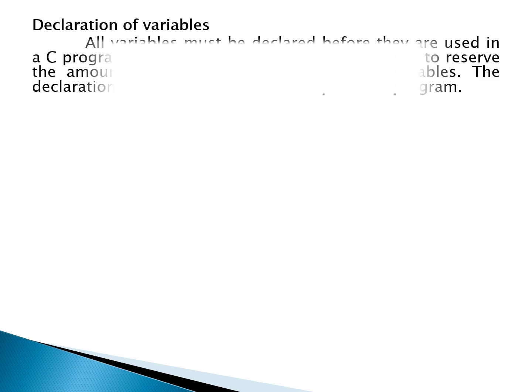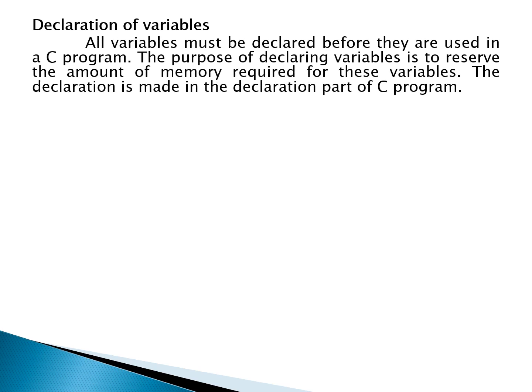Declaration of variables. All the variables must be declared before they are used in a C program, and they should be declared in the declaration part of a C program. And the purpose of declaring variables is to reserve the amount of storage space which is required to store the values. For example, when you declare an integer variable, it requires 2 bytes. If you require a float variable, it requires 4 bytes. Means the storage space which is needed will be mentioned during the declaration of variables.